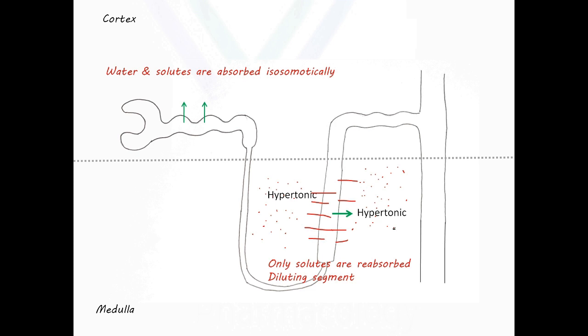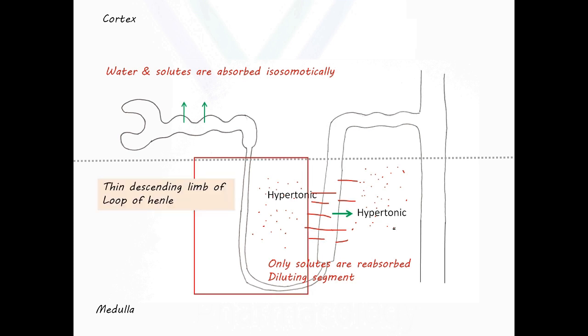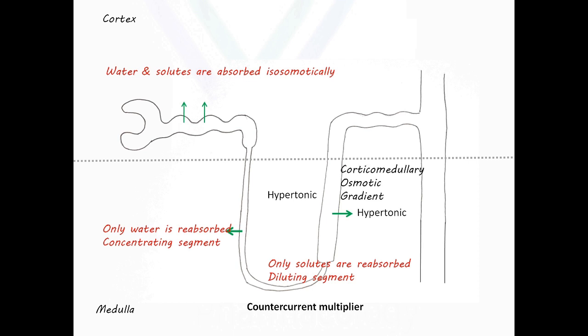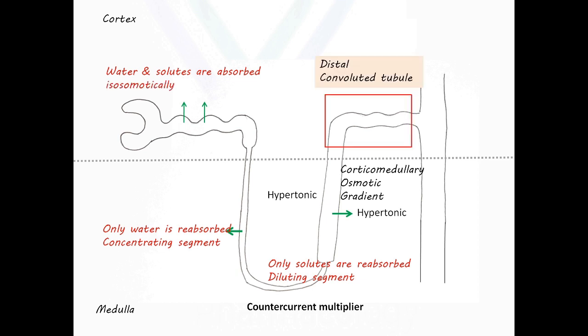This is the thin descending limb of the loop of Henle, and this part of the nephron is only permeable to water. The water is passively absorbed from these tubules because of the hypertonicity of the renal interstitium, and thus the tubular fluid is concentrated. The differential permeabilities and the opposite direction of flow of the tubular fluid in the two limbs of the loop of Henle is responsible for it acting as the countercurrent multiplier, and this in turn creates a corticomedullary osmotic gradient.